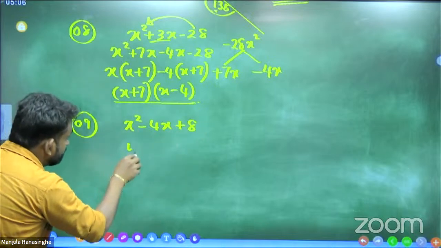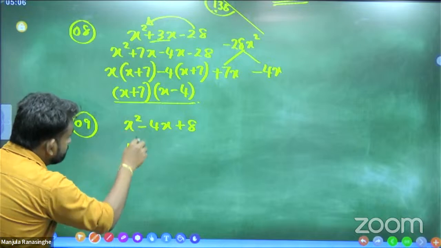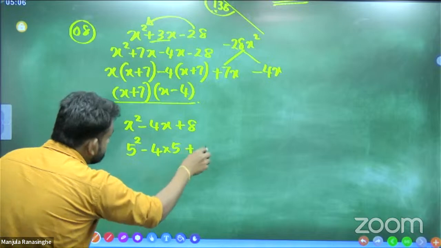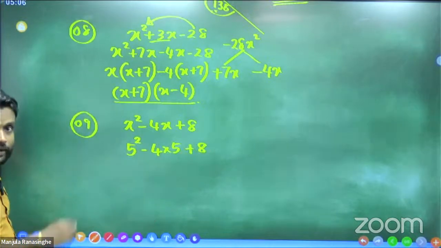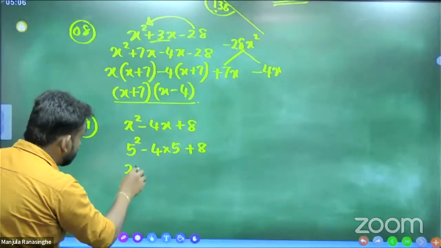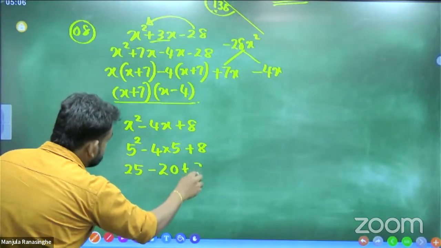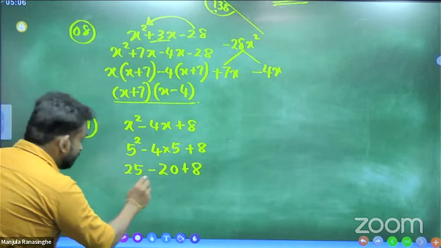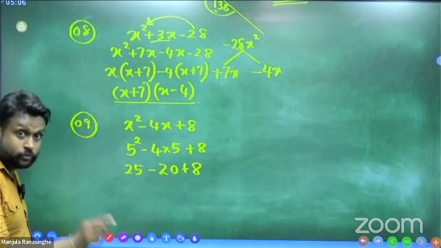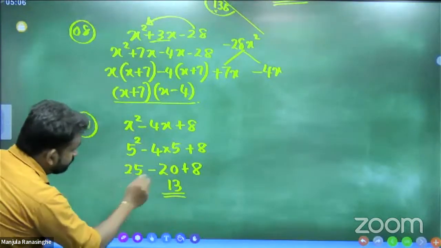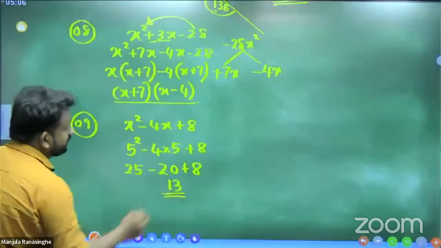For the x terms, substitute 5: 5 squared minus 4 into 5 plus 8. So 5 squared means what? 5 into 5, that is 25. Here 4 into 5 is 20, plus 8. Now 25 subtract 20 means 5, plus 8 means 13. You subtract 20 first, the answer 5, plus 8, is 13.